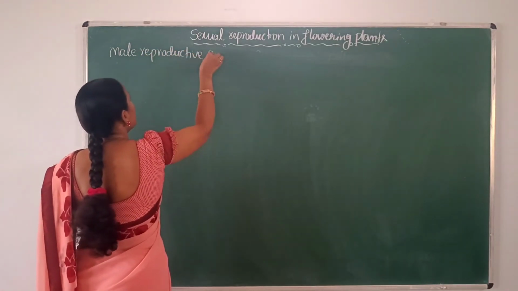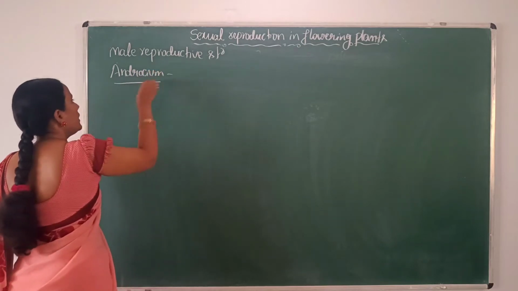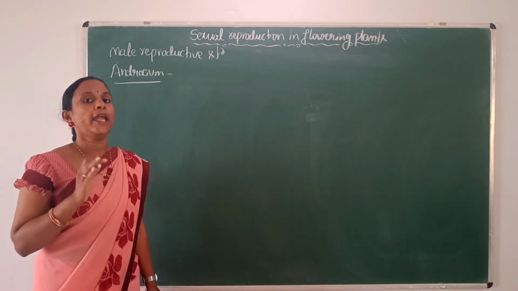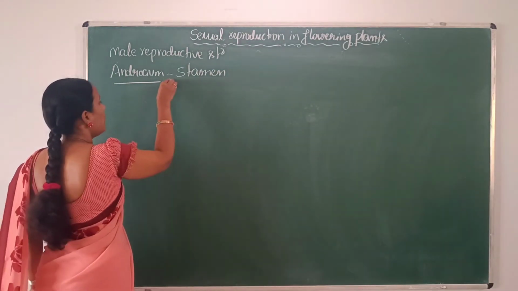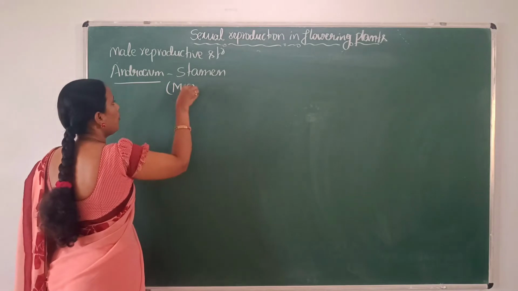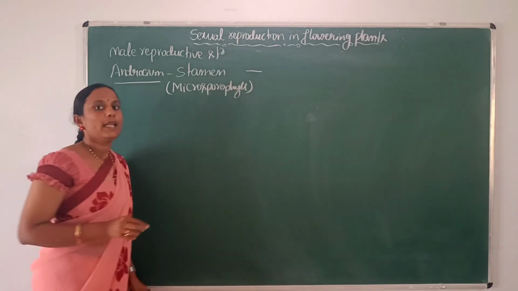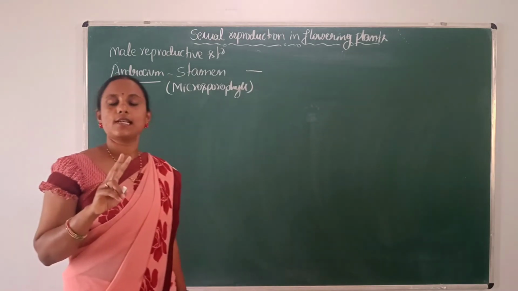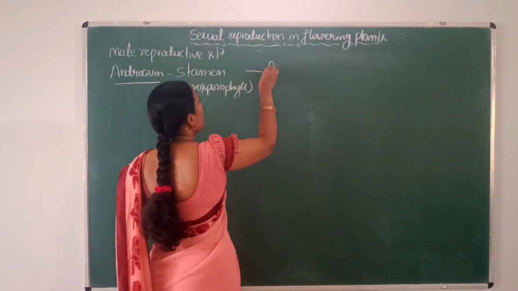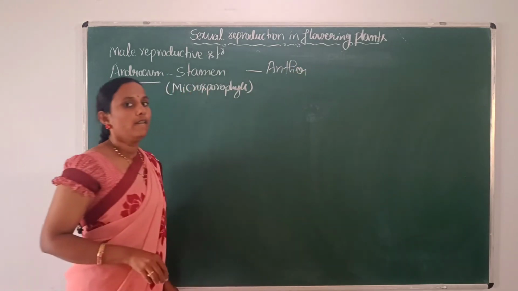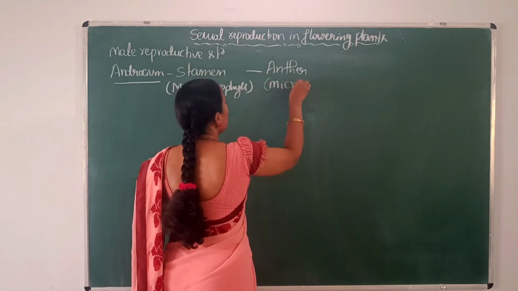Male reproductive structure, that is androecium. Androecium contains individual units called stamens, and they are also called microsporophylls. And a stamen is made up of two parts, a lobed structure called anther, in which the pollen grains are produced, and a filament. The main part of the stamen is the anther, where pollen grains are produced. And anther is otherwise called microsporangium.